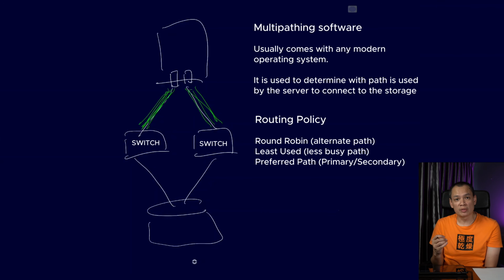The other one is what we call least used path. So the software will then pick a path that is least used or less busy. Because sometimes what happens is that you might have multiple storage subsystems or multiple storage that this particular host is connected to. It will just pick one that is not very utilized. And the third one is preferred path. So you can actually make the host take a particular path as primary and the other one in the event that the primary fails. So those are the 3 more common multipathing policies that you'll find in most software.